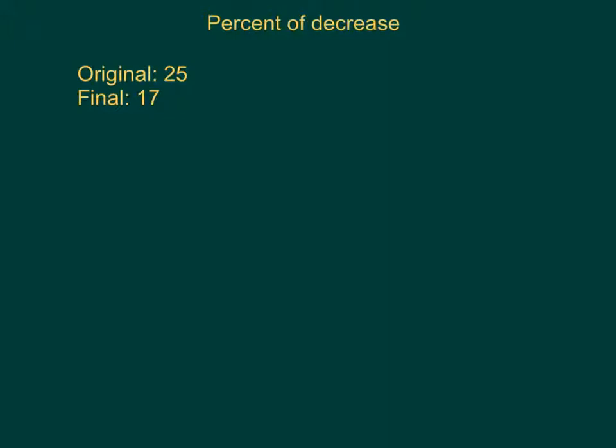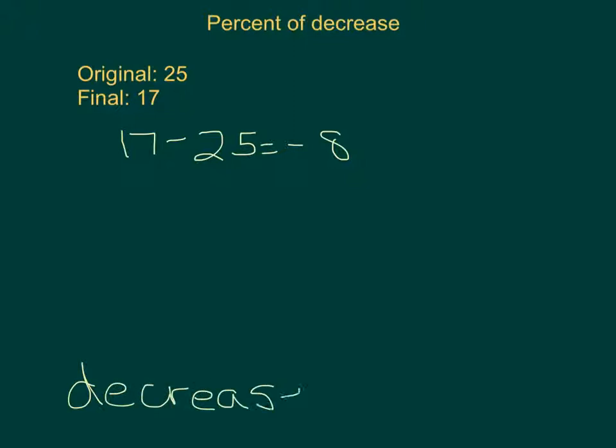Here's an example of a percent of decrease. Your original number was 25 and you decreased it to 17. So you do the same thing. In this case, you subtract the original amount from the final amount, which is exactly what we did last time, but this way it's going to give us a negative. So your final minus your original is going to give you a negative 8. So we know that it's a decrease, so we go ahead and write that because our original number decreased to get our final, and then we solve the same way we just did.